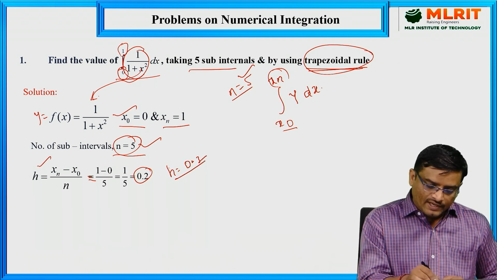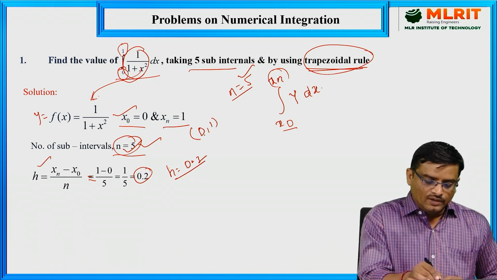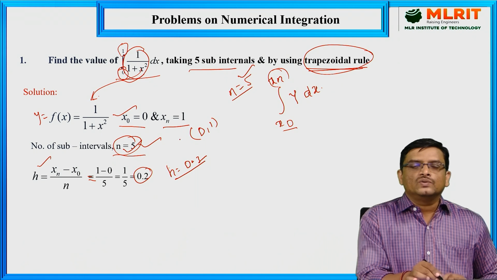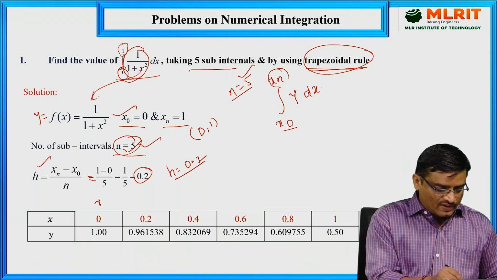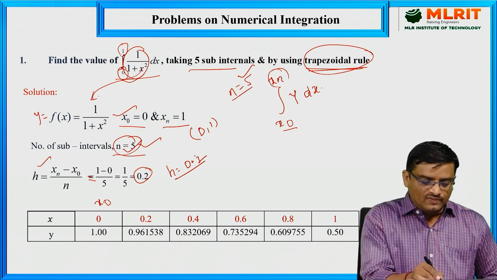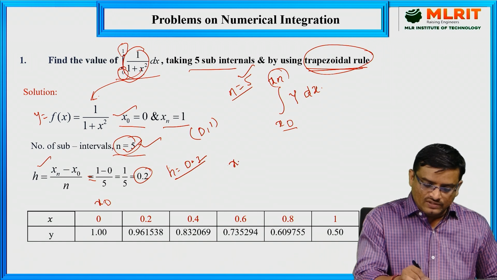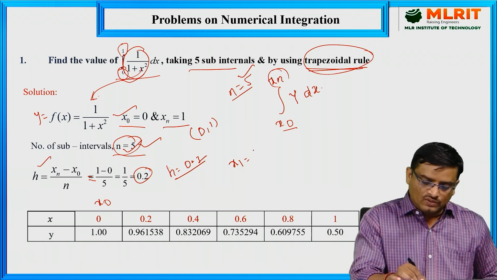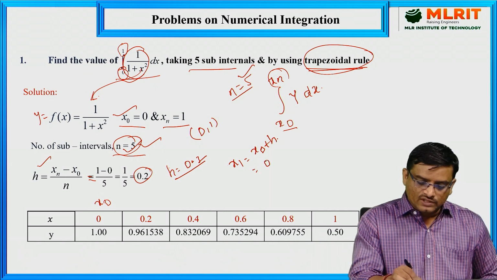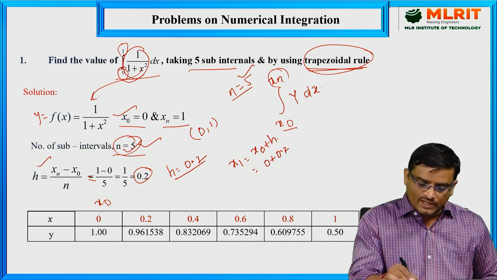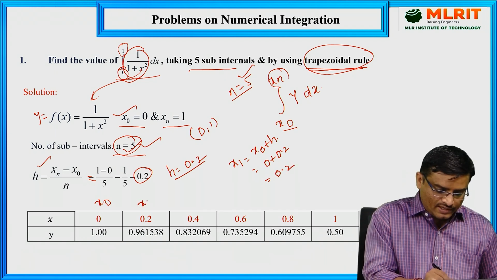Now we got the h value, we got the n value, and we got the interval 0, 1. Based on this, we are going to construct the table. First you take the x naught value, the initial value of x, that is 0. Now if you want to find the x1 value, the next value of x, x1 is equal to x naught plus h. x naught is 0 and h is 0.2, so you will get 0.2. You consider this 0.2 as x1.